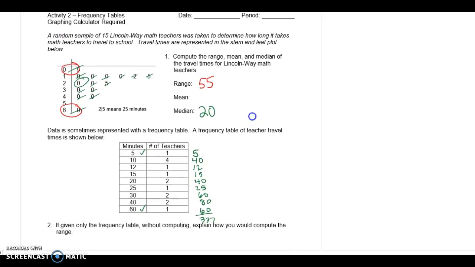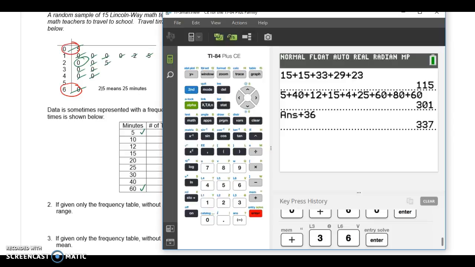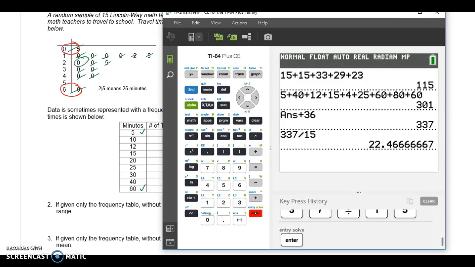I know there's 15 teachers because it tells me up here, but I can also count the number of teachers here to give me 15. So to find the mean, I would take 337 and I would divide it by 15. And when I do that, I end up getting, we'll call it 22.5. Again, that data does fit between that 5-minute window and that 60-minute window, so we're good to go.